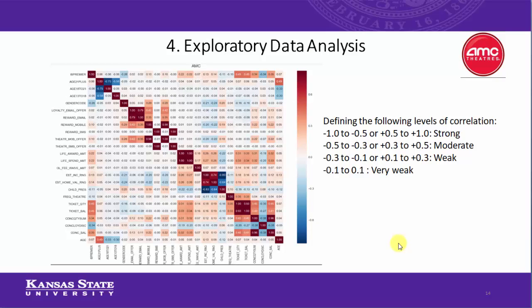Next is exploratory data analysis. Defining the following levels of correlation: -1 to -0.5 or +0.5 to +1 is strong. -0.5 to -0.3 or +0.3 to +0.5 is moderate. -0.3 to -0.1 or 0.1 to 0.3 is weak, and -0.1 to 0.1 is very weak.